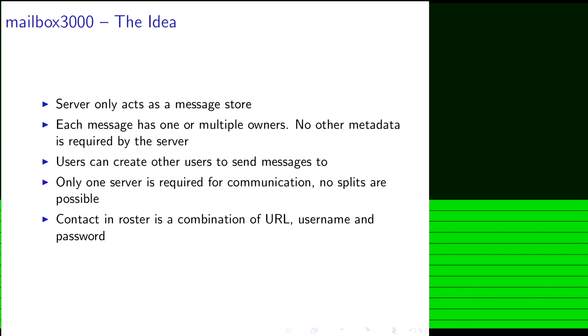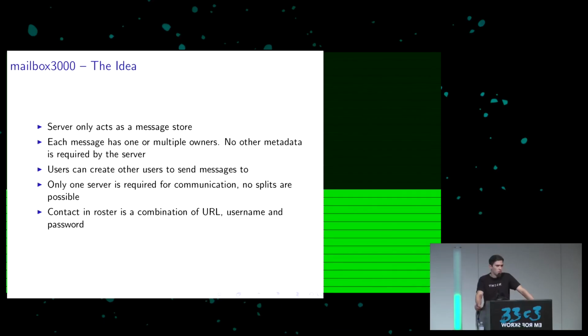You push a message up to a server, which stores it. Each message has multiple owners. So for example, when it's a group chat, you can create a new user if you already are a user, which you want to send messages to. So it means you create a user, and then this user is the only one who can read the messages you send to your server. So you don't even need a second server to get the messages or to proxy messages.